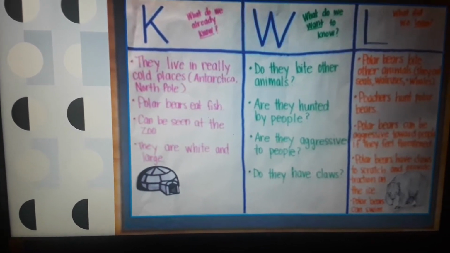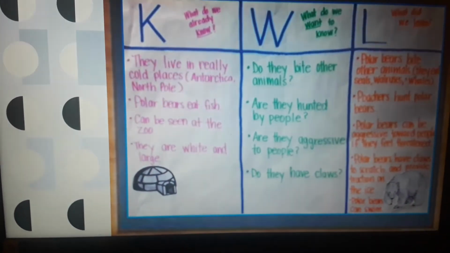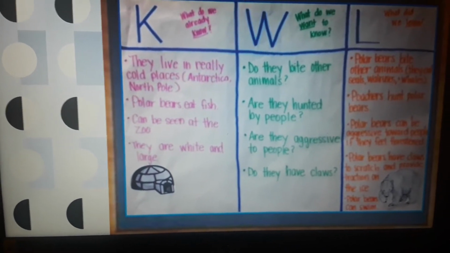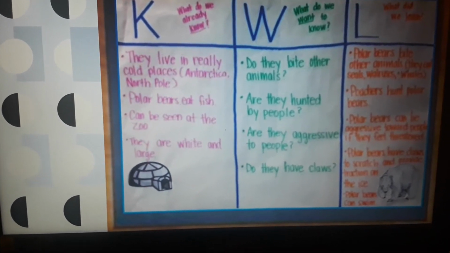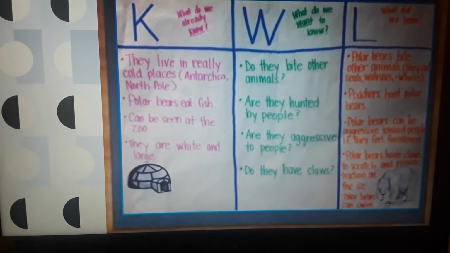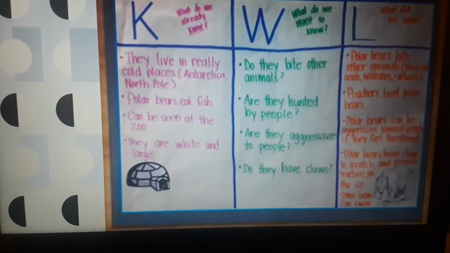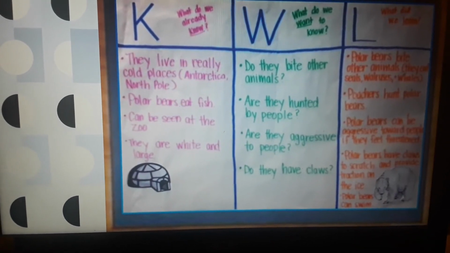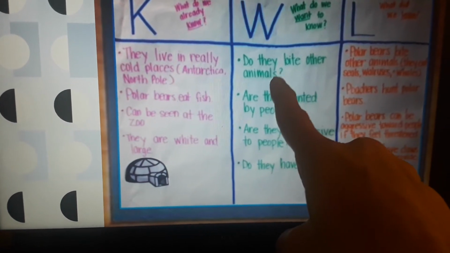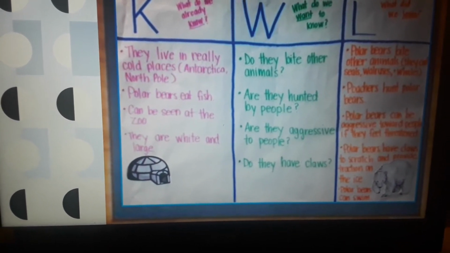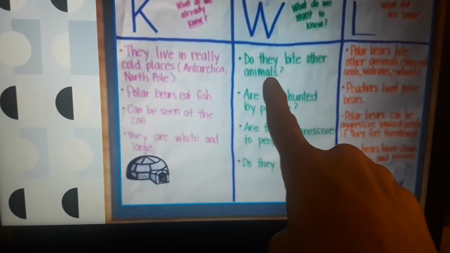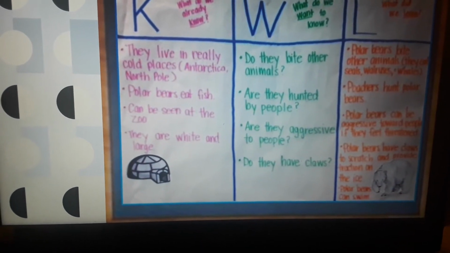Polar bears. K. What I already know about polar bears. They live in really cold places. W. What do I really want to know? Do they bite other animals? This would be before we read the story about polar bears.